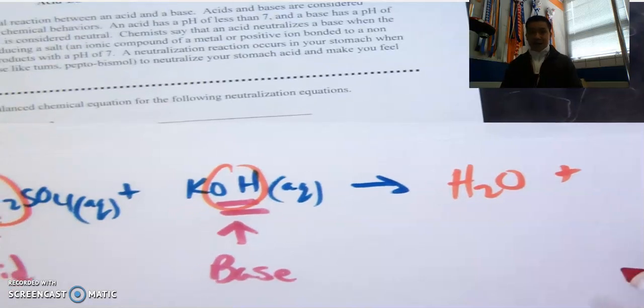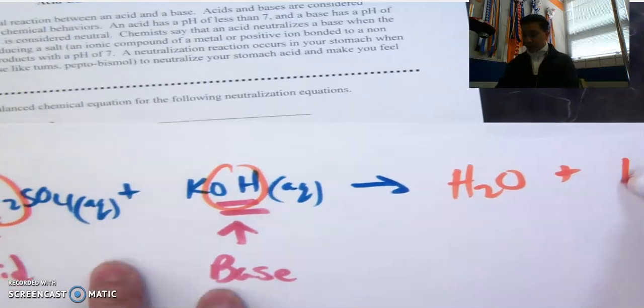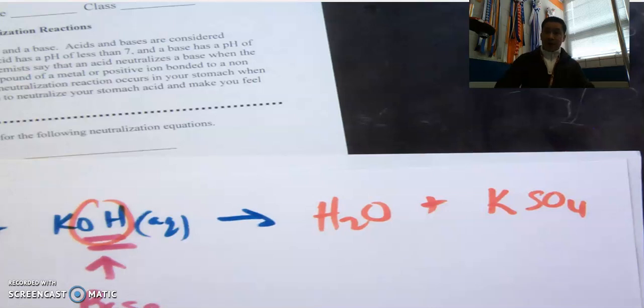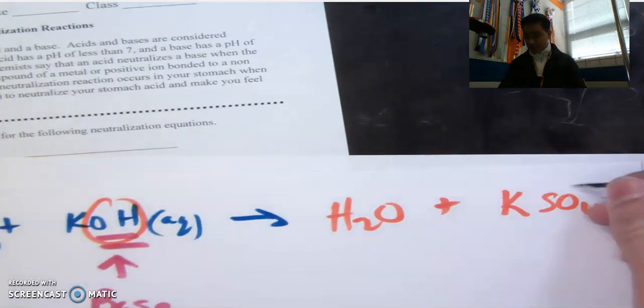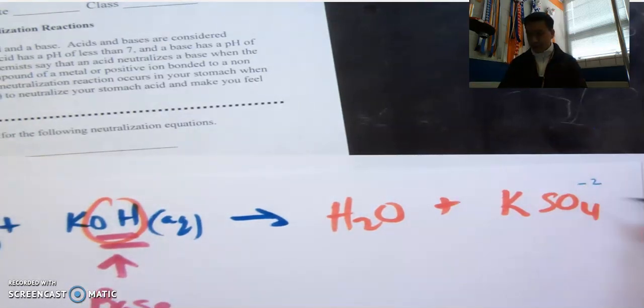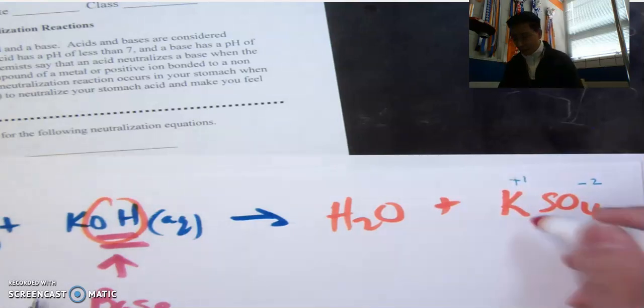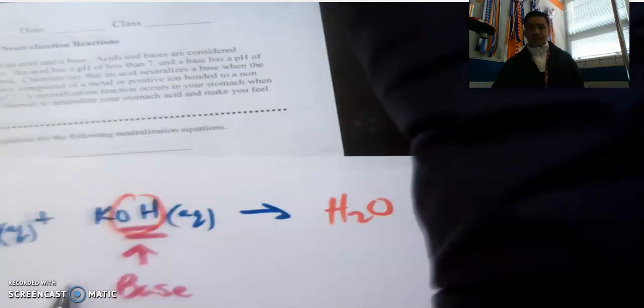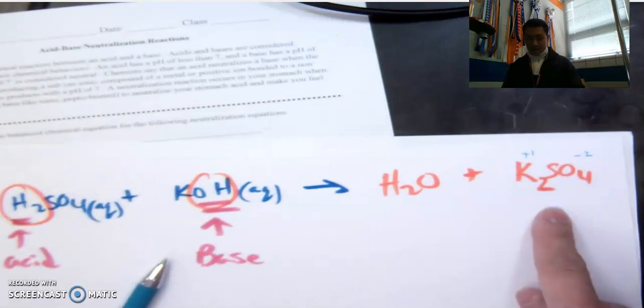What's left? K and SO4. So K is going to go first, is the metal, and SO4 is the polyatomic ion. And so with that said, you have to write the equations correctly. The charge of SO4 is -2, K is +1. So then you cross that charge down, you get K2SO4. So there's your equation for acid base. So acid plus base gets you water and an ionic salt.